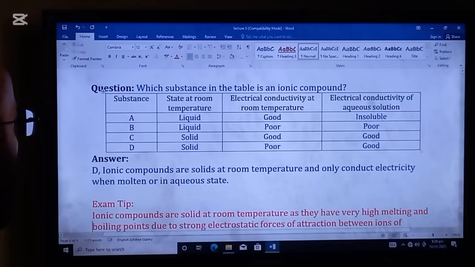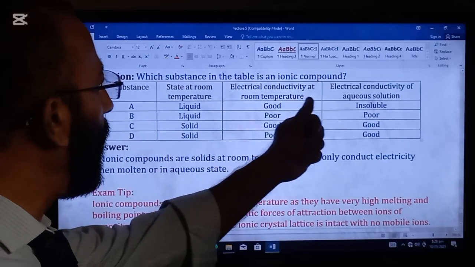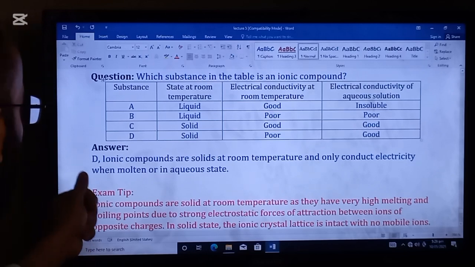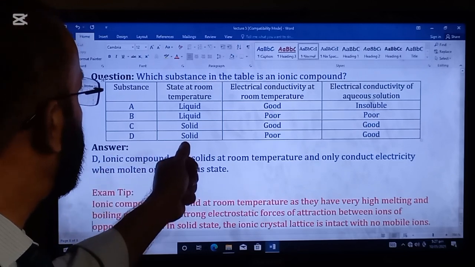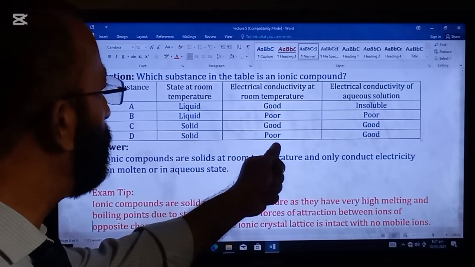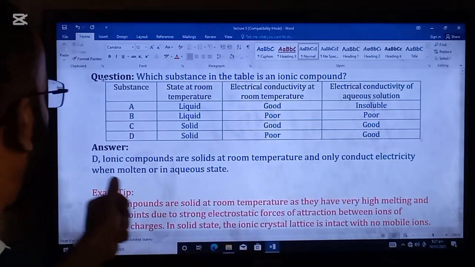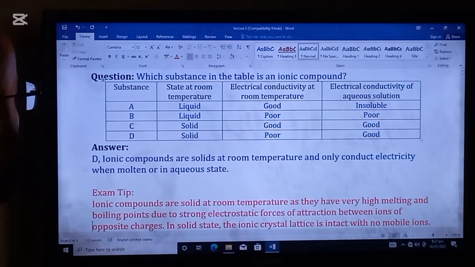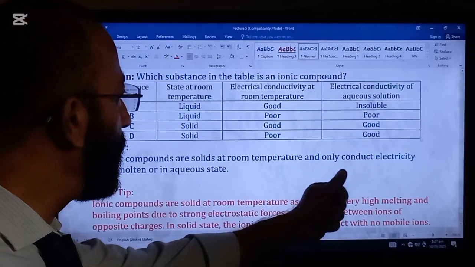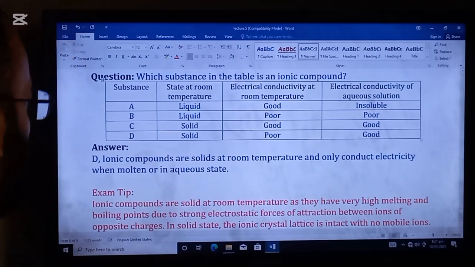And another question is here. Which substance in the table is an ionic compound? So D, that is solid at room temperature. Electrical conductivity at room temperature is poor. Electrical conductivity of the aqueous solution is good. That's why this is an ionic compound. Ionic compounds are solid at room temperature and only conduct electricity when molten or in aqueous state.